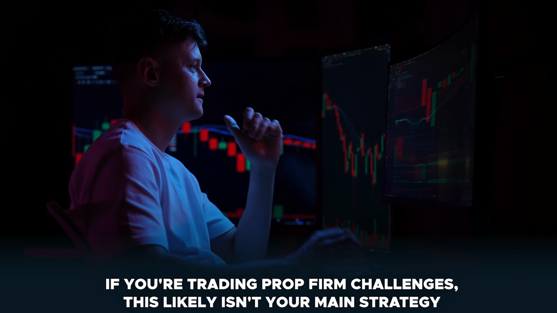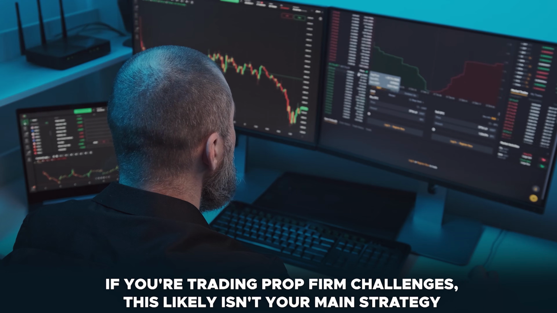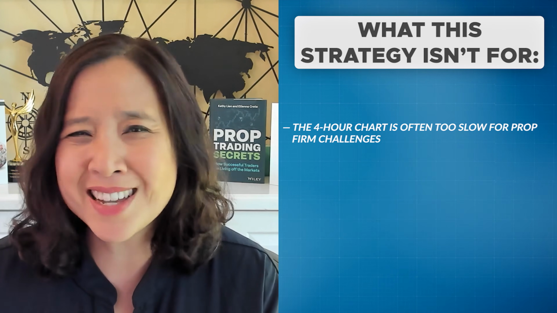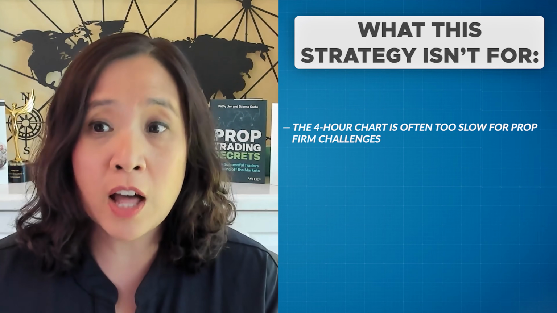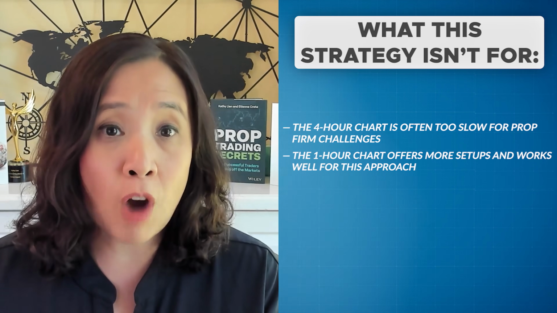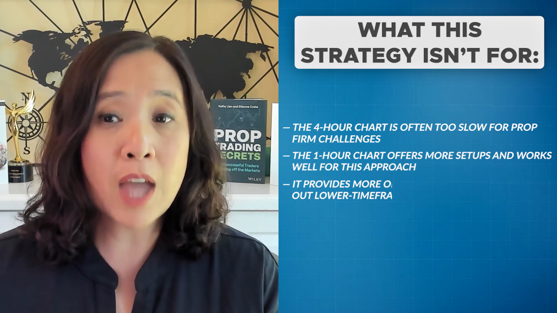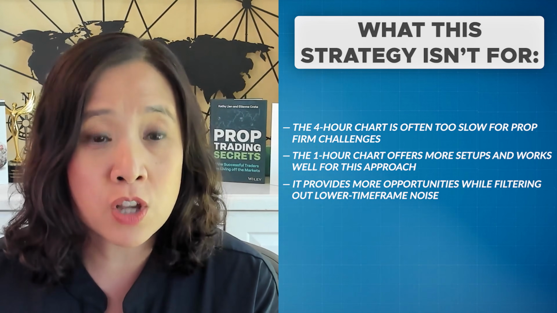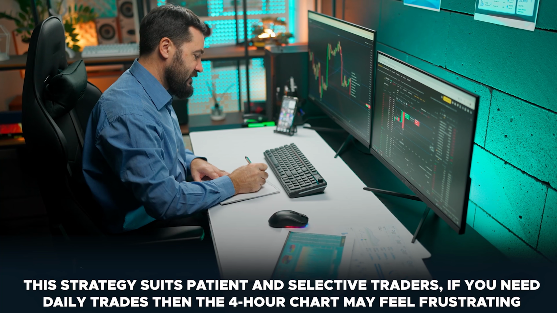One more thing I want to be straightforward about. If you're currently trading prop firm challenges, this is probably not your primary strategy. The 4-hour chart produces fewer signals, and the patience it requires doesn't fit quite well with the timeline and drawdown rules of most challenges. For that, I recommend dropping to the 1-hour chart, which I use all the time, especially for my zip strategy. You get more frequent setups while still filtering out the short-term noise that kills prop traders on the lower time frame.